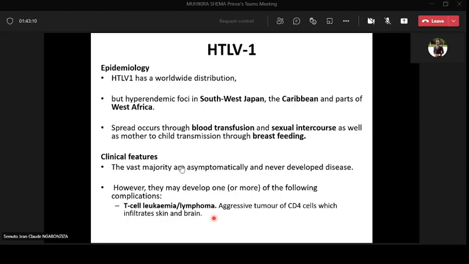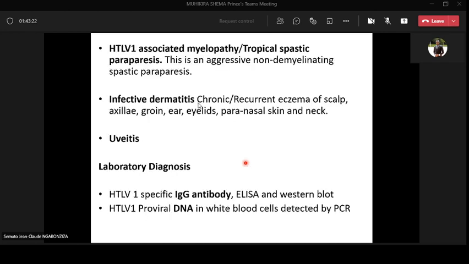And unfortunately it is not tested routinely in blood transfusion, where it is more common. Finally, the blood you give to people is often from asymptomatic carriers, who do not carry much of a burden. It is also associated with myelopathy, an aggressive non-demyelinating spastic paralysis. It can also be linked with infective dermatitis and uveitis, and laboratory diagnosis is by specific IgG antibody on ELISA and Western blot, and retrovirus DNA in infected white blood cells by PCR.